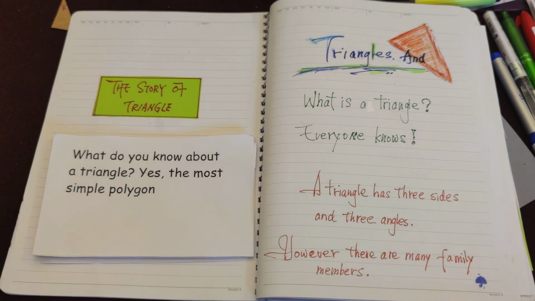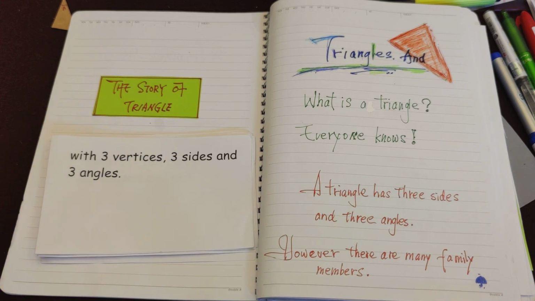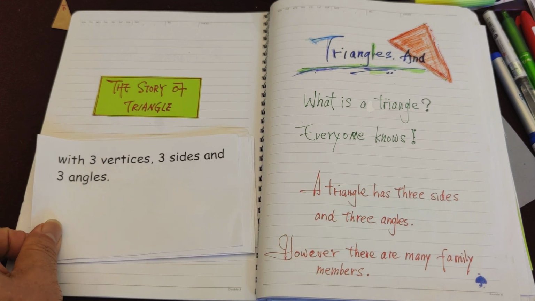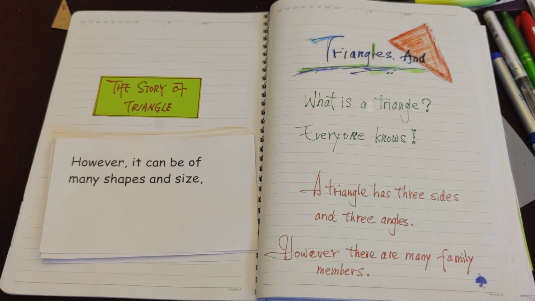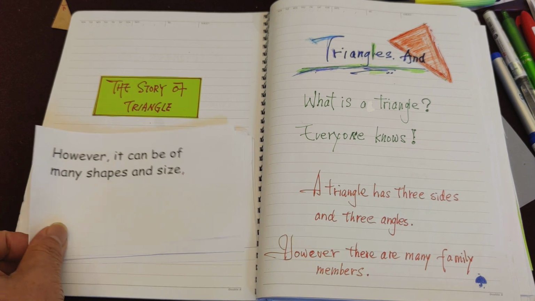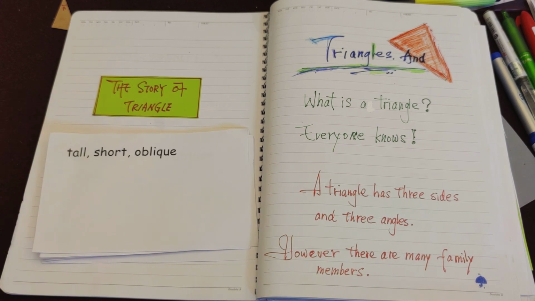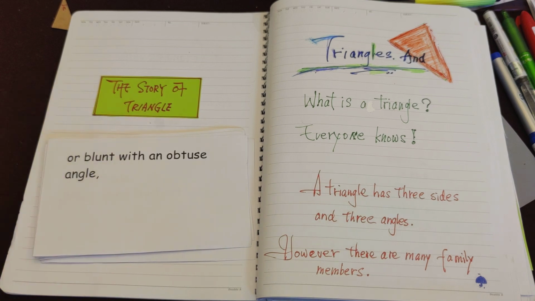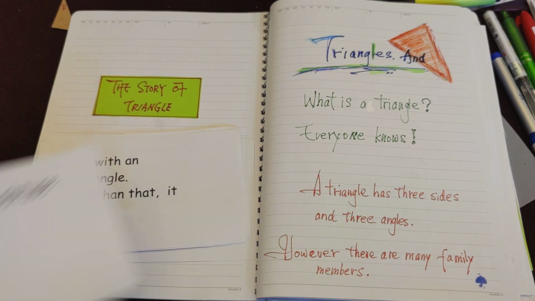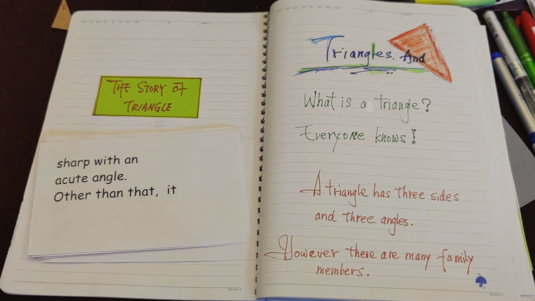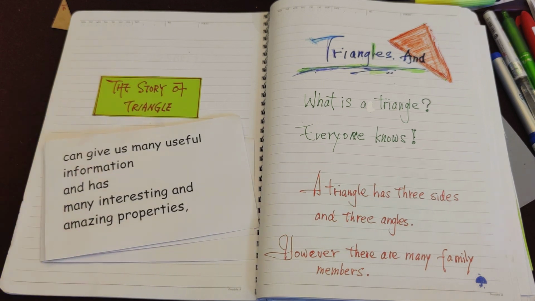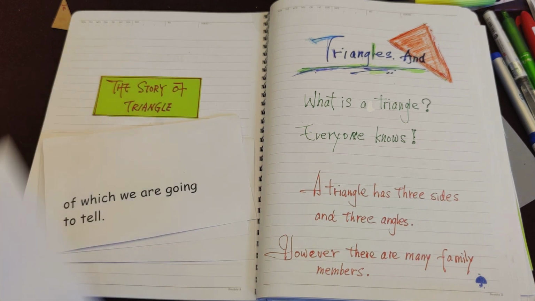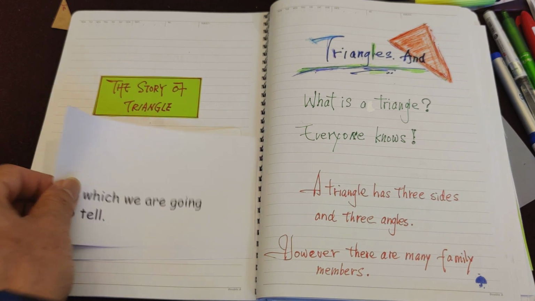What do you know about a triangle? Yes, the most simple polygon with 3 vertices, 3 sides, and 3 angles. However, it can be of many shapes and sizes: tall, short, upright, or blunt with an obtuse angle, sharp with an acute angle. Other than that, it can give us many useful information and has many interesting and amazing properties, of which we are going to tell.